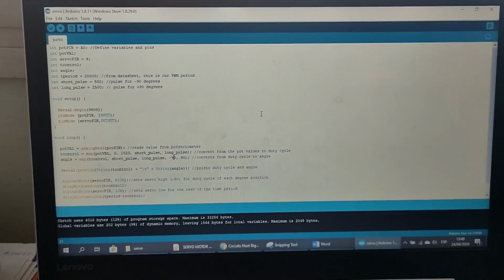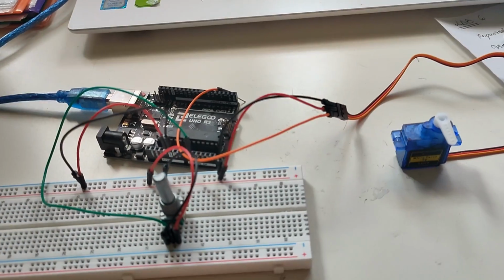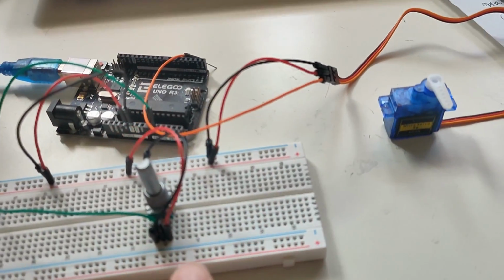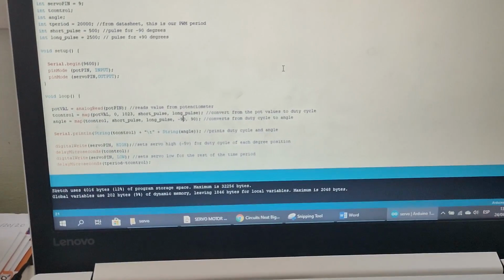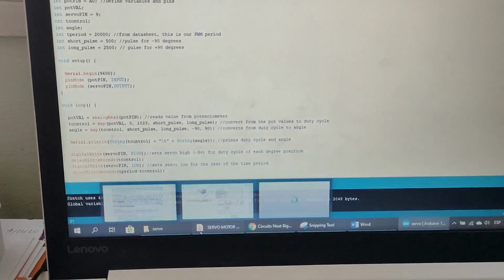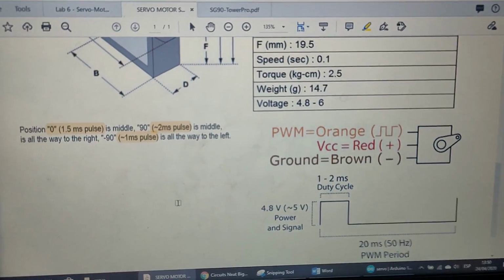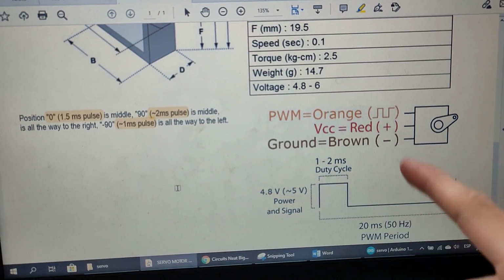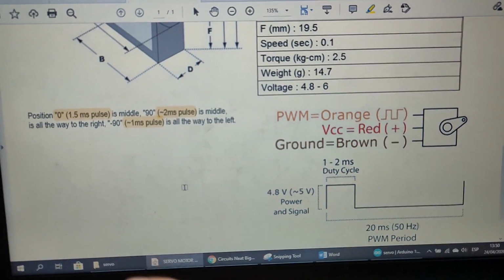Welcome to Lab 6. In these labs, we will control the position of a servomotor by means of a potentiometer. The first thing we have to do is understand how a servomotor works. The servomotor position is determined by the pulse we are sending it, which is the duty cycle.